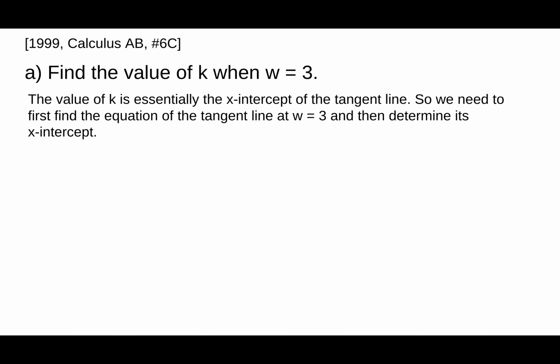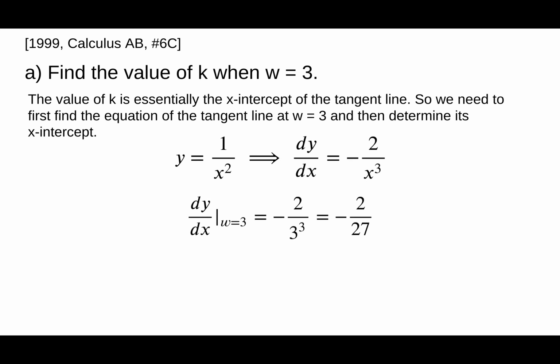So we need to first find the equation of that tangent line at w equals 3 and then determine its x-intercept. Well, the function is y equals 1 over x squared. This is a function we should certainly be able to differentiate at this point. And when we do, we find that dy dx is negative 2 over x cubed. When we evaluate this at w equals 3, we get negative 2 over 3 cubed, which is negative 2 27ths. So the slope of the tangent line in question is negative 2 over 27.